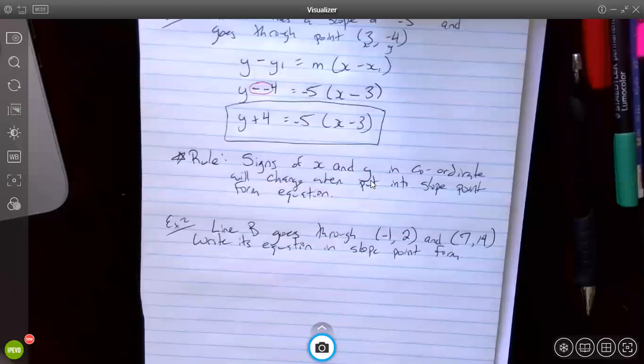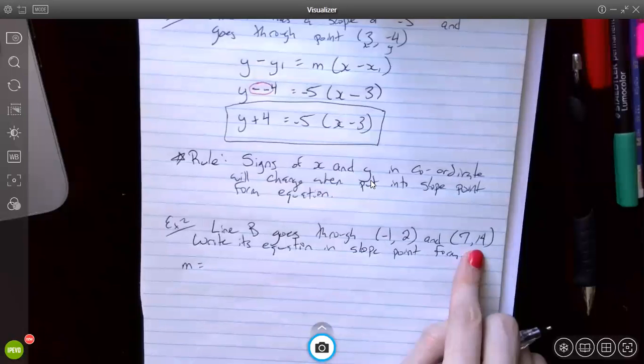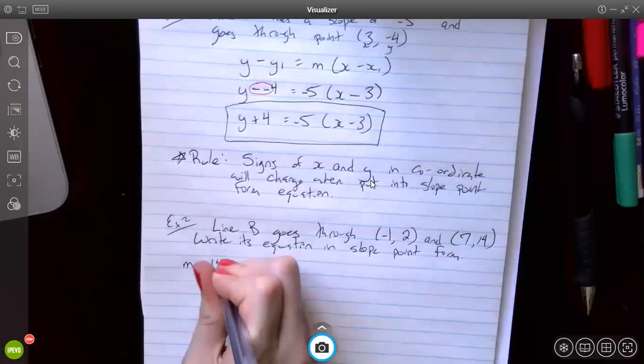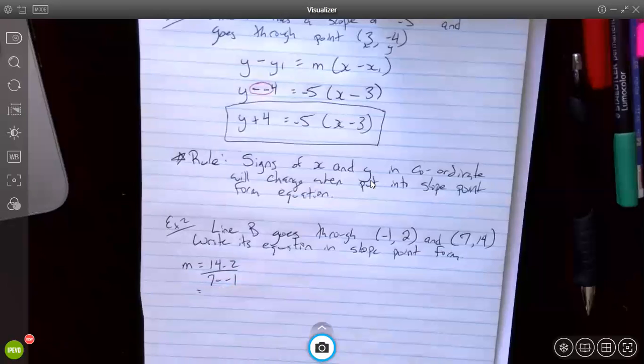Okay, another example, which is very similar to the first, says line B goes through -1, 2, and 7, 14. Write the equation in slope point form. So obviously, to use slope point form, we need slope. So if you're not given slope, you do need to find that first. But we, of course, just do y2 minus y1 over x2 minus x1. So 14 minus 2 over 7 minus -1. So 14 minus 2 is 12, and 7 take away -1 is 8.